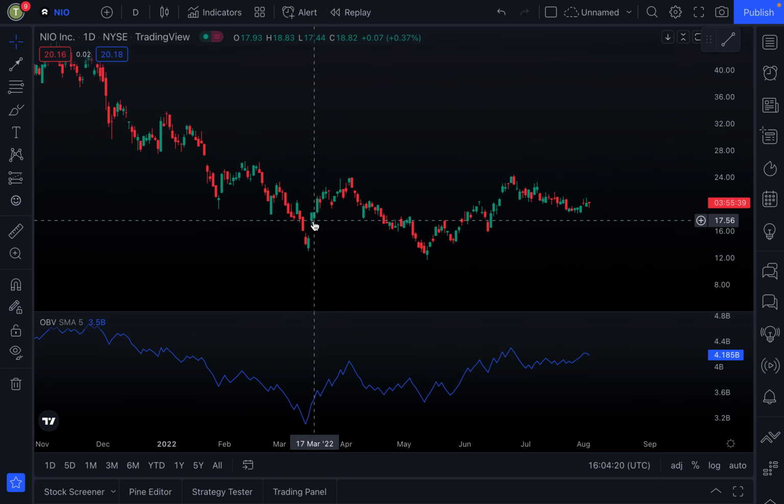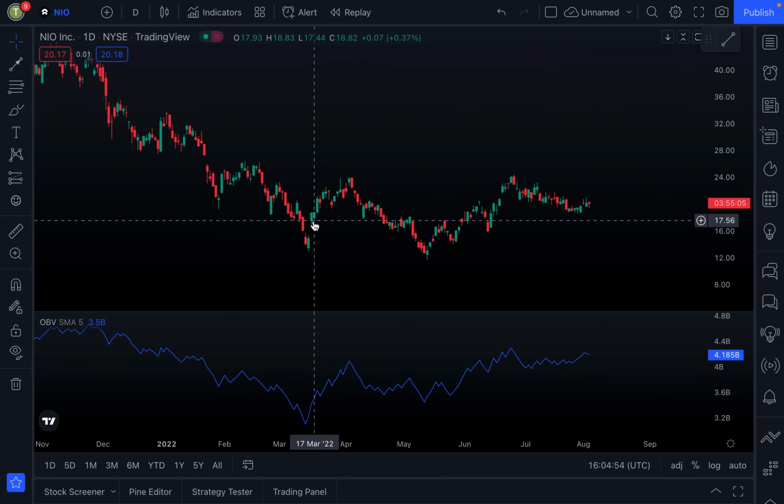So here's the theory here. The theory is that volume precedes price. So in other words, a rising OBV reflects positive volume pressure that can then potentially lead to higher prices before the higher prices actually happen. So the theory is that the OBV often moves before the price does. So if we can see what the OBV is doing, we can potentially predict where the market might be heading next.